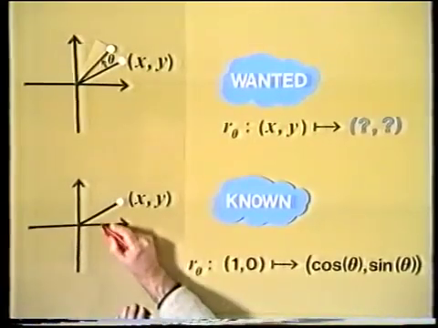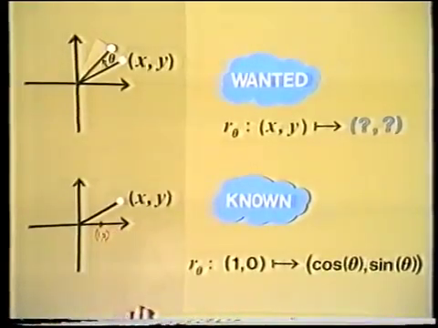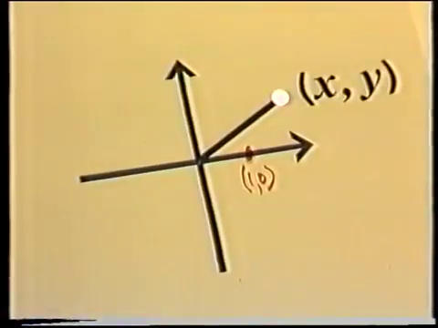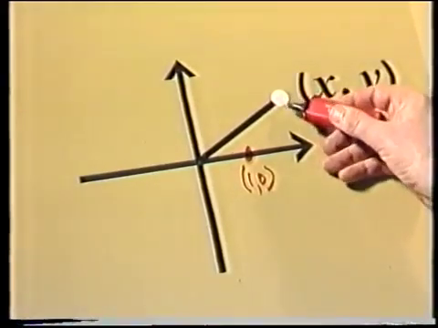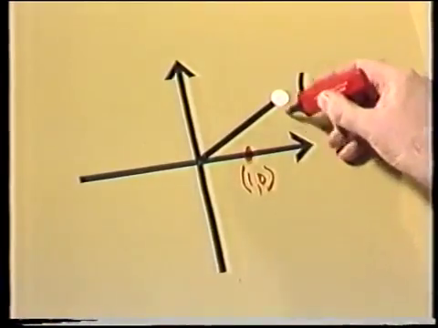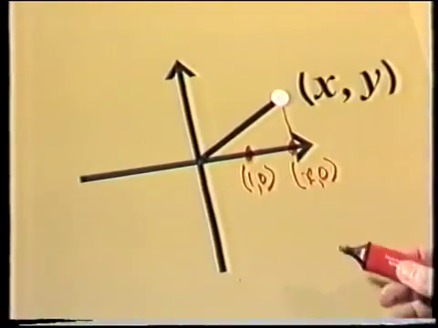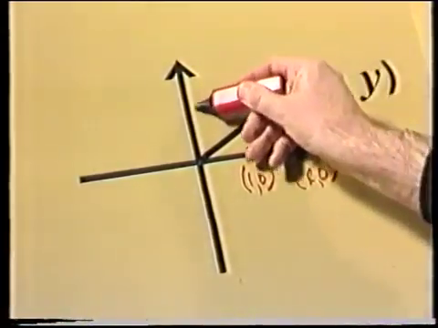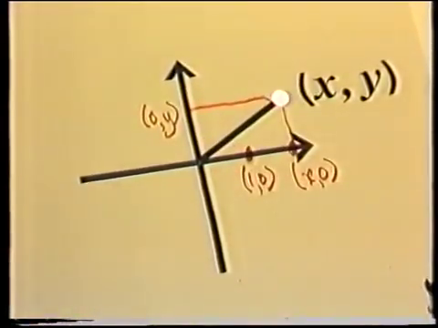Well, (1, 0), it's on the x-axis. And perhaps we should look at other points on the x-axis. Well, the point we're dealing with is the point (x, y), and that's related to the point (x, 0) on the x-axis, and also to the point (0, y) on the y-axis. Now, if we rotate through theta, then all the points (x, 0), (0, y), and (x, y) get rotated through theta.